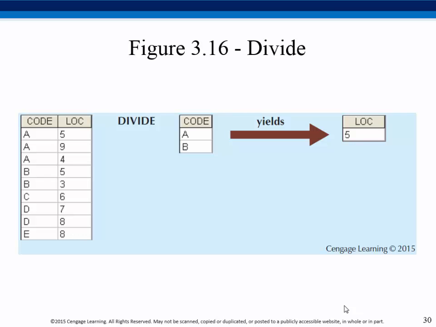So the only common LOC for A and B is 5. So that's why it yields 5.